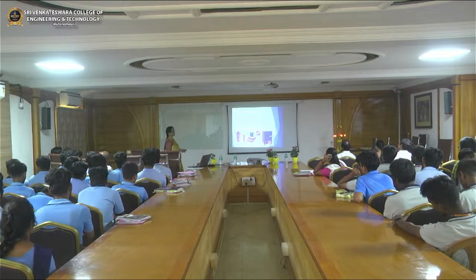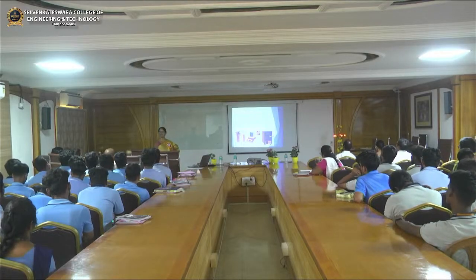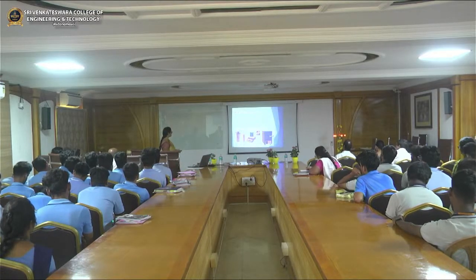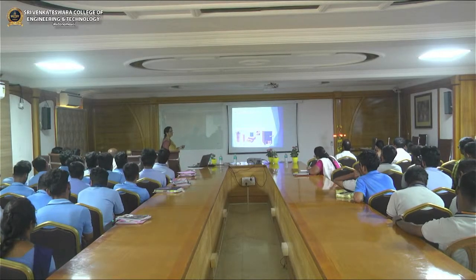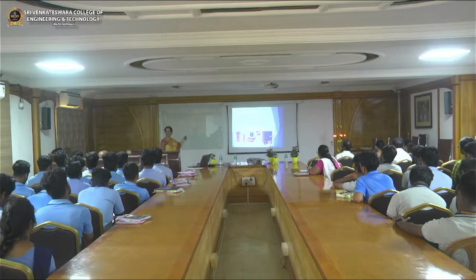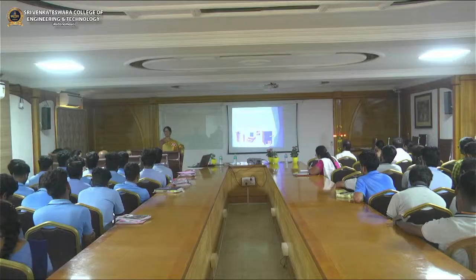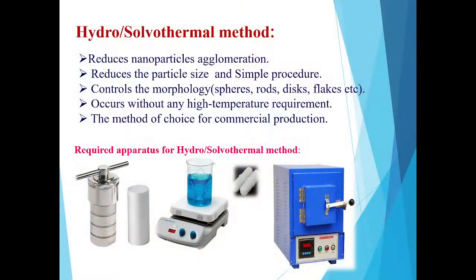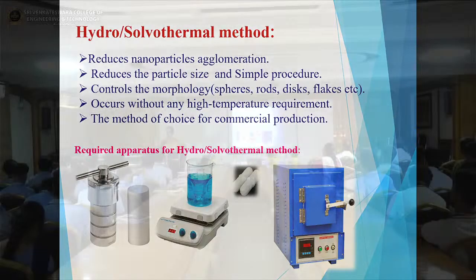So this is another method. This is the hydrothermal, also called the solvothermal method. In this one, you require the autoclave. In the case of chemical precipitation, we don't require any autoclave and all. We need only the burette, magnetic stirrer and furnace. These three things are enough to prepare nanoparticles by using chemical precipitation.